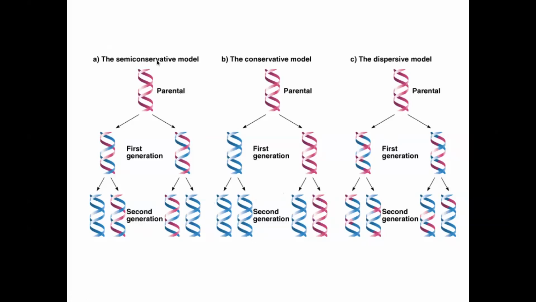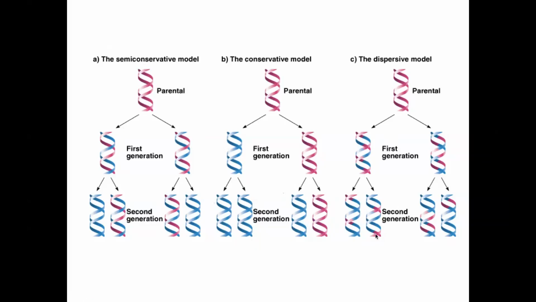And with dispersive, what you see is there are four daughter molecules here, and all four of them contain some amounts of old and newly synthesized DNA. So all three of those populations are different. If you could come up with an experimental means by which you can distinguish between old and newly synthesized DNA, then you could distinguish between these models. So that's what they eventually came up with.